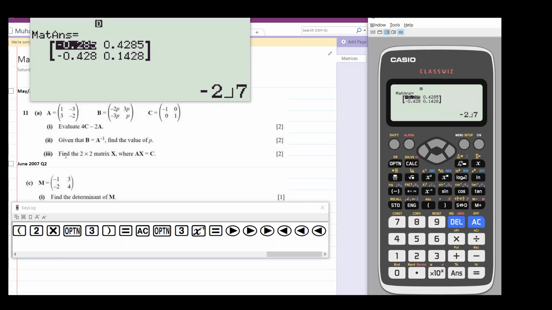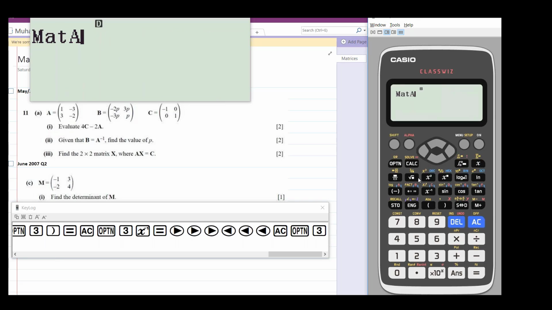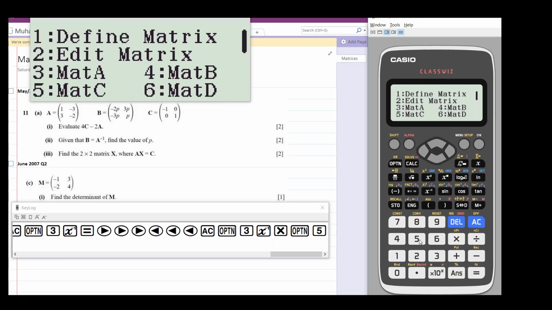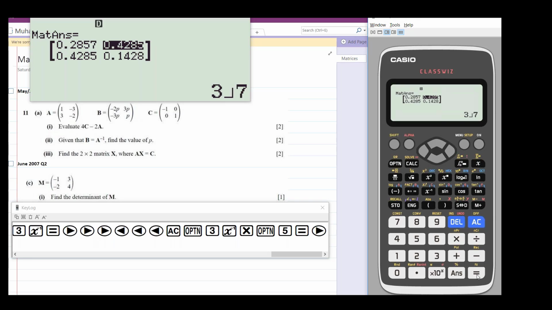And now in part 3 they say find the 2 by 2 matrix X where A times X is equal to C. We know that if we shift A over there it will become inverse. So we need to multiply A inverse by C and we will get the answer X. So option 3, inverse, times matrix C. So again option, and matrix C is 5, equal. So this is the answer, matrix X: 2 over 7, 3 over 7, 3 over 7, and 1 over 7.